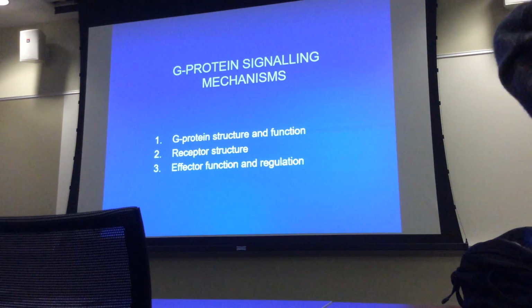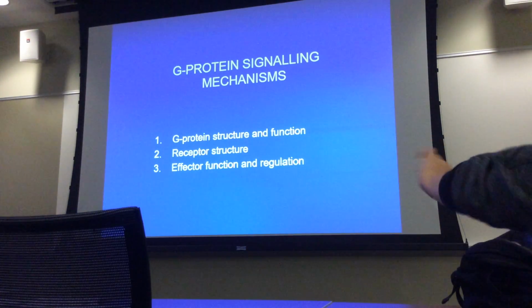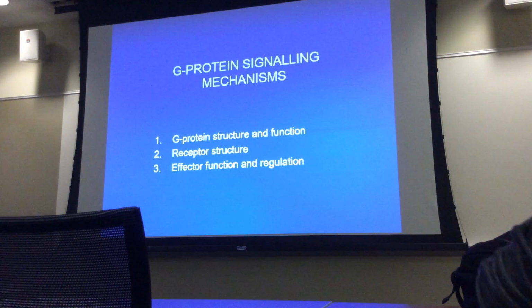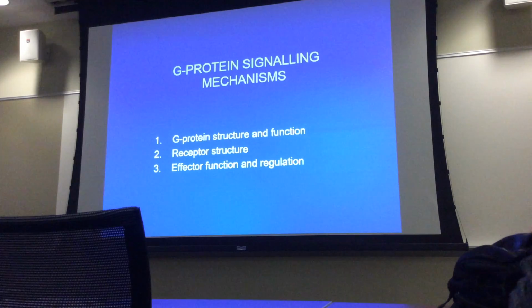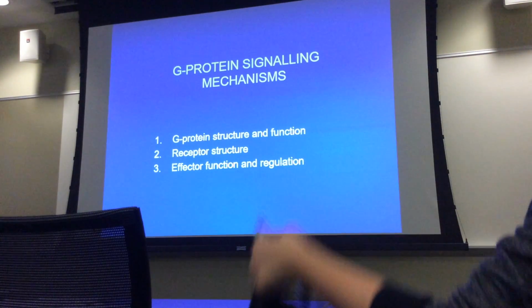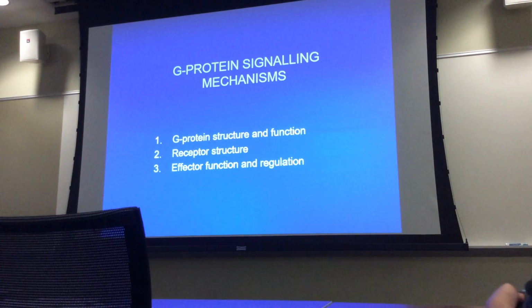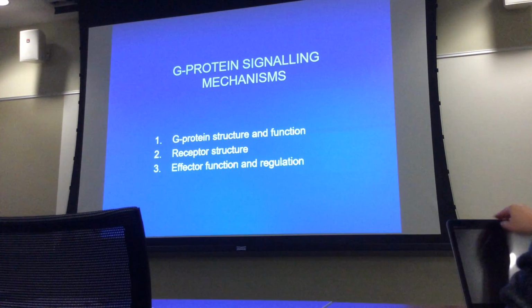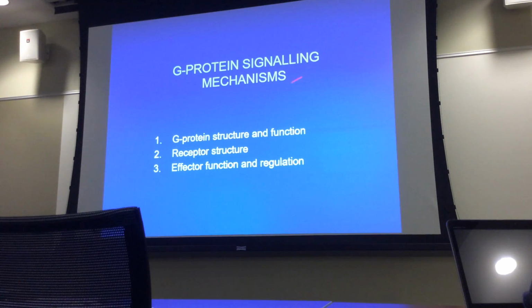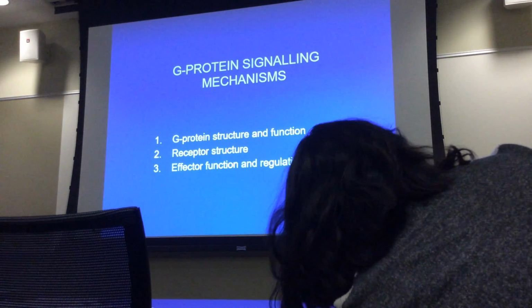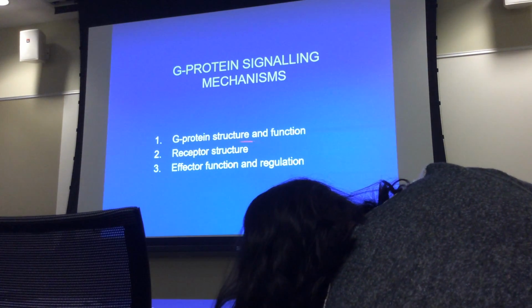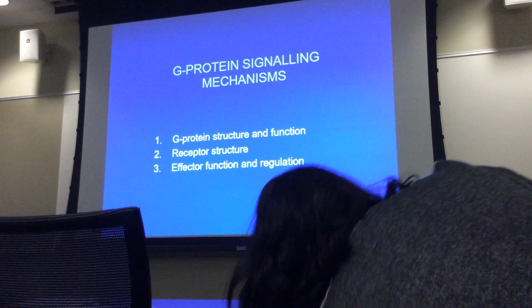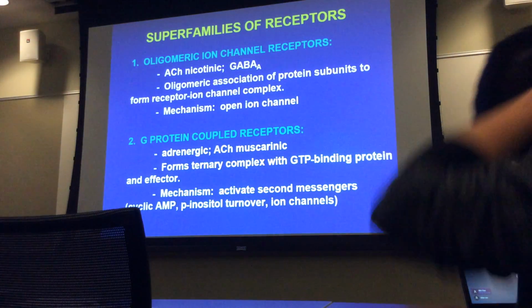So G proteins represent an example of an effector system. As a matter of fact, for G protein coupled receptors, it's the G protein that serves as the intermediary, the middle component. People call it the transducing element, the element that connects the receptor with the effector. So today's lecture, I'm going to focus on G protein structure and function, and then on Friday I'll talk about the receptors and the effectors. Okay, so that's how this works.